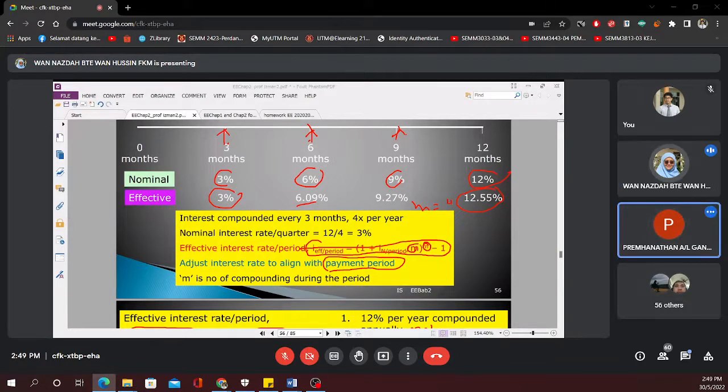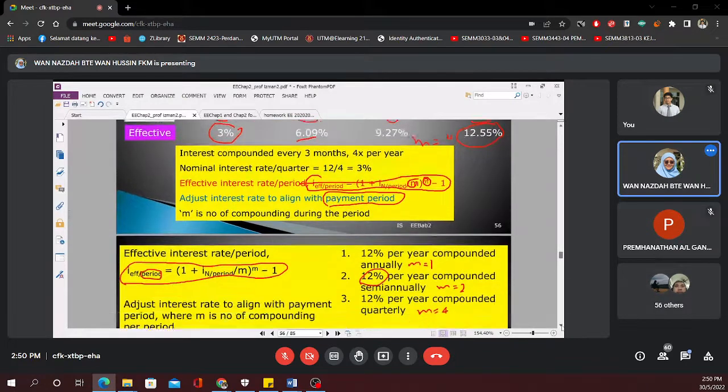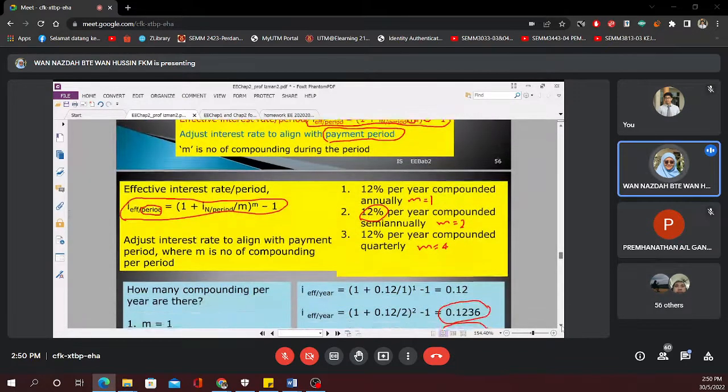Tak faham boleh tanya. Doctor, so for the effective part, for example, nominally 6%. So after we calculate the effective in the period, dia berapa? So kita dapat 6.09. Macam tu, Doctor? Okay, Doctor. Understood. Orang lain macam mana? Alright.